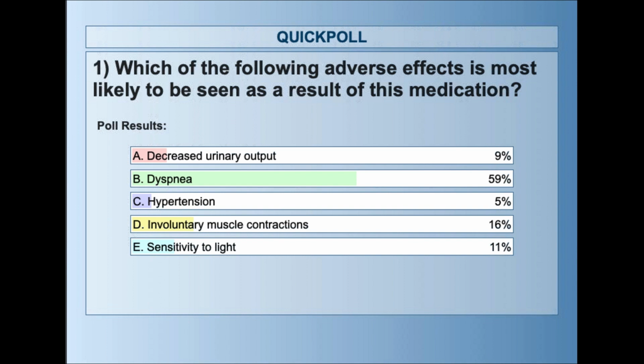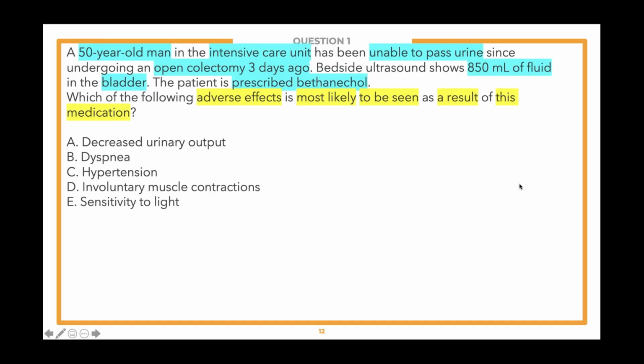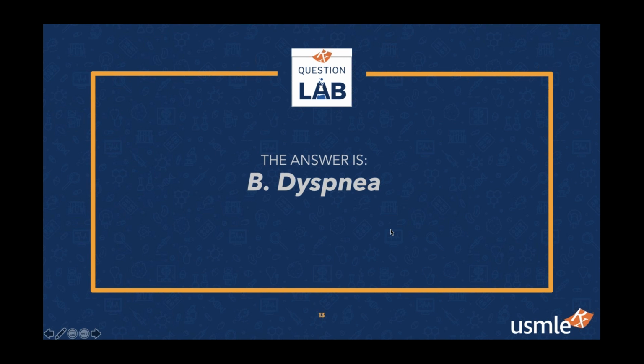So, very good. Let us see what the answer is. I'm going to hide those results. And the answer is answer choice B, dyspnea. Nice work, everybody. Good way to start off tonight's session. If you didn't get it right, that's okay. Sean is going to help break it down for you. Sean?